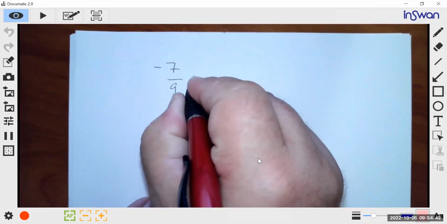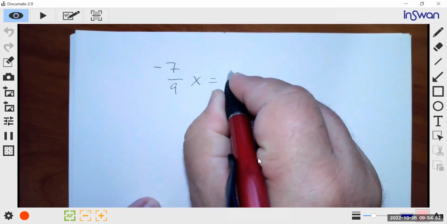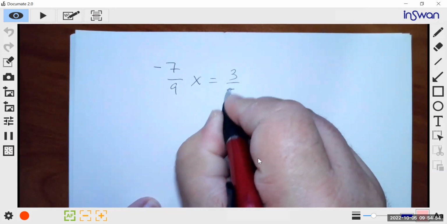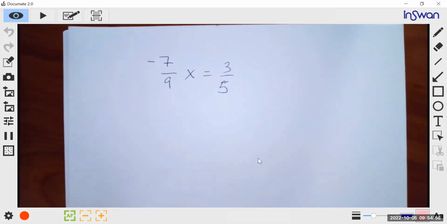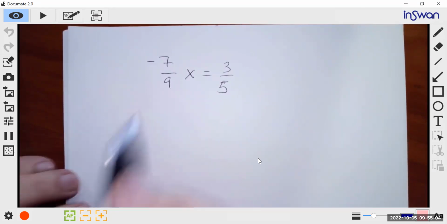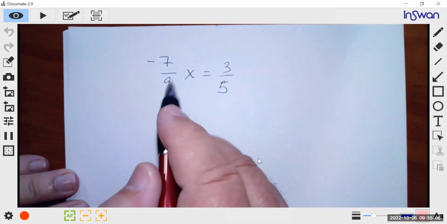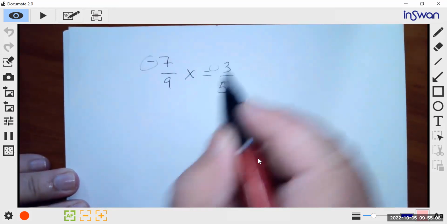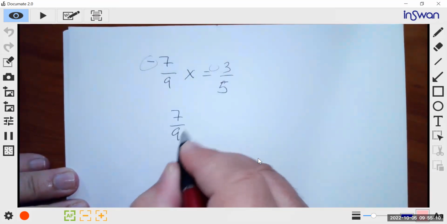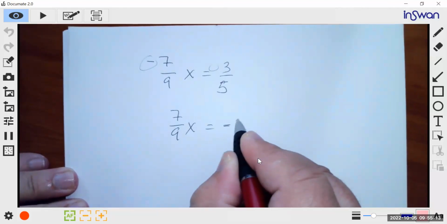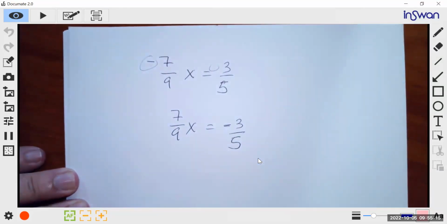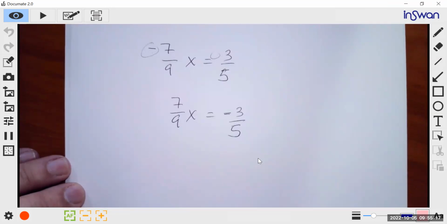-7 over 9 x equals 3 over 5. 2 steps. What's the first step? There's a negative in front of the x. Change the signs. Treat the signs and the numbers separately.